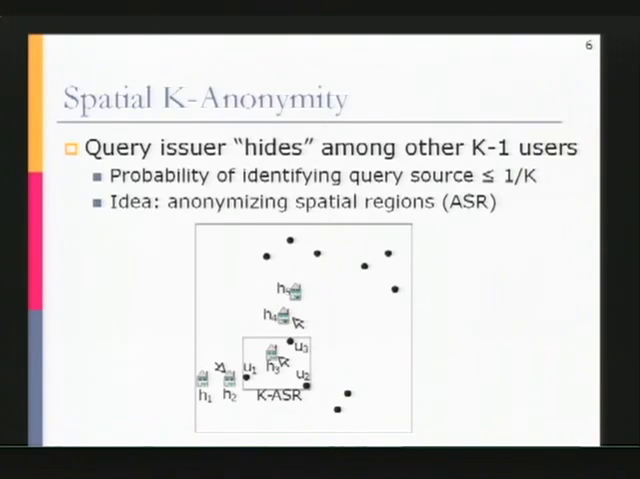Now that we have an idea of how to achieve anonymity, we see that there are a few elements here. We need, for instance, to know the location of other users.